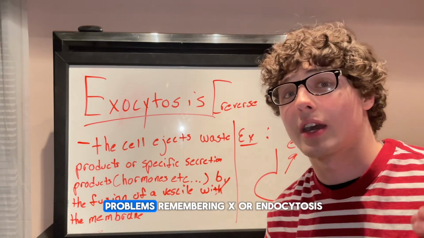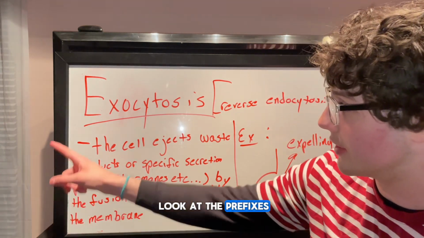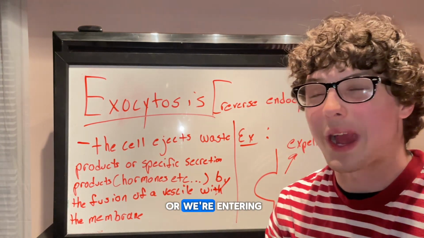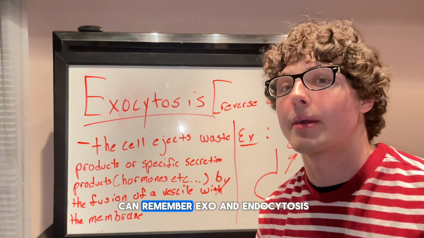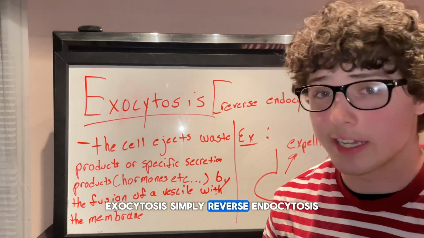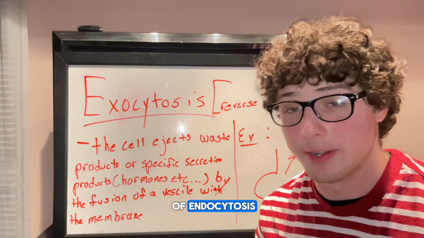Anytime you have problems remembering exo or endocytosis, it's always important to look at the prefixes: the X and then the N. So we're expelling something, or we're entering. And that's how you can remember exo and endocytosis. Exocytosis is simply reverse endocytosis, and it's much simpler and easier to remember than all the different forms of endocytosis.